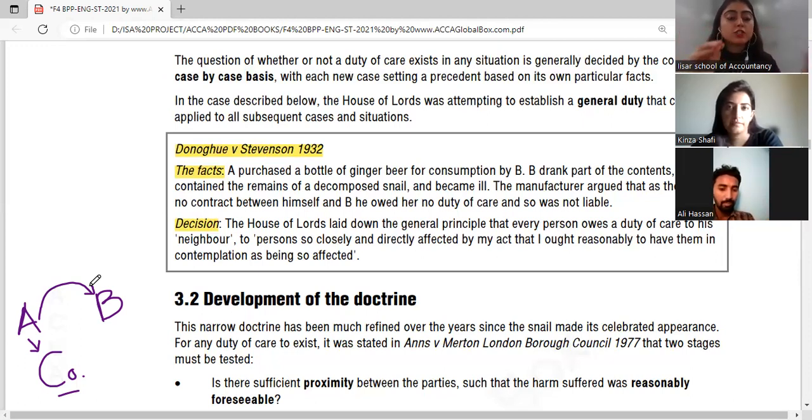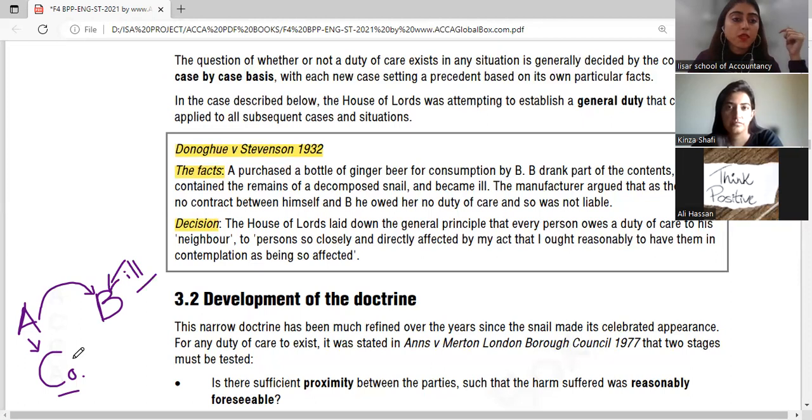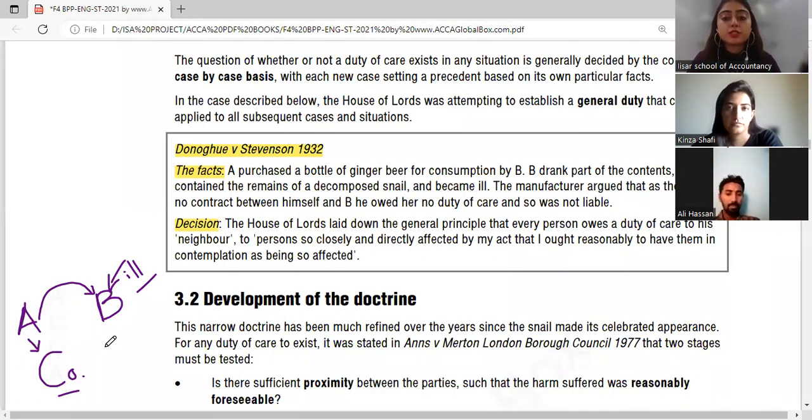So officially the contract is between A and the company. There is no contract between B and the company. And B drank and consumed that bottle and fell ill. Because he fell ill, A sued the company and said, "Because B fell ill, I will sue you." So the company says, to save itself, that it had no duty of care to B. They did not purchase it. "We were not in contract with B. We were in contract with you, A, and nothing happened to you." So they are trying to defend themselves.